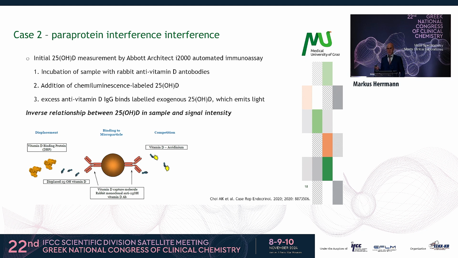And one interference that I would like to mention particularly are heterophilic antibodies, because they are much more common than most of you believe. So probably 3 to 5% of the general population have heterophilic antibodies, and they can randomly interfere with immunoassays of all kinds. In our patient, the hypercalcemia was due to her multiple myeloma and not to hypervitaminosis D, as might have been suggested by the initial set of results.